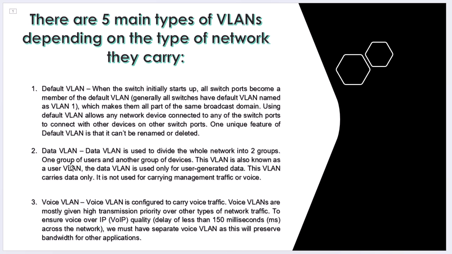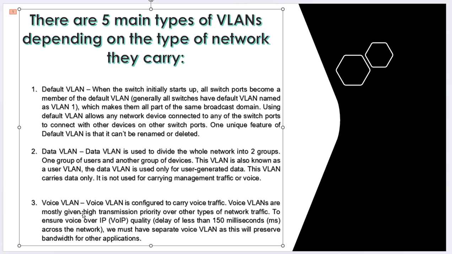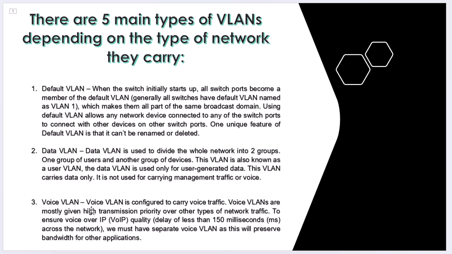Next is the data VLAN. The data VLAN is used for data traffic, for example switching, routing, and transferring files. Everything goes via the data VLAN only. Then there is the voice VLAN. The voice VLAN is used for voice traffic, such as telephone calls via phone.